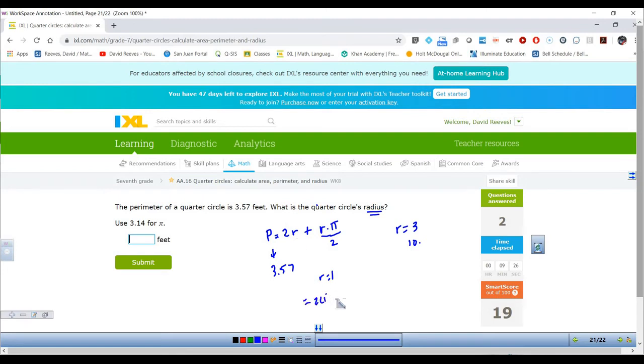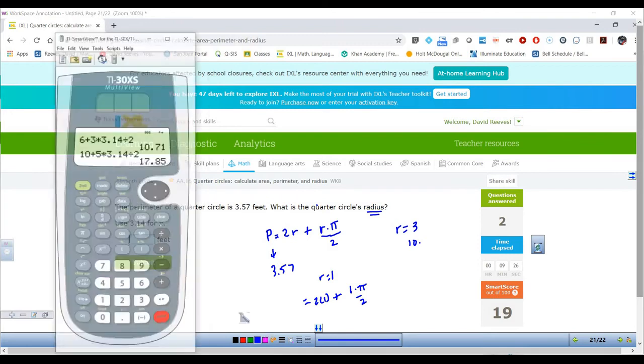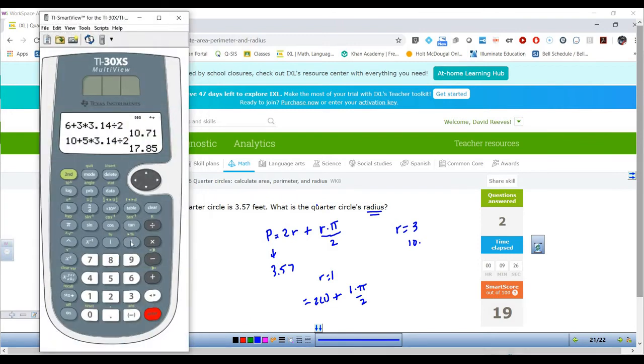2 times 1 plus 1 times pi divided by 2. All right, let's give it a shot in our calculator. All right, so we're going to go 2 times 1. Do you guys agree 2 times 1 is 2? Plus 3.14, all right, for pi, times what? Times our radius we're saying is 1. Kind of silly to put times 1, but we will. Divided by 2.